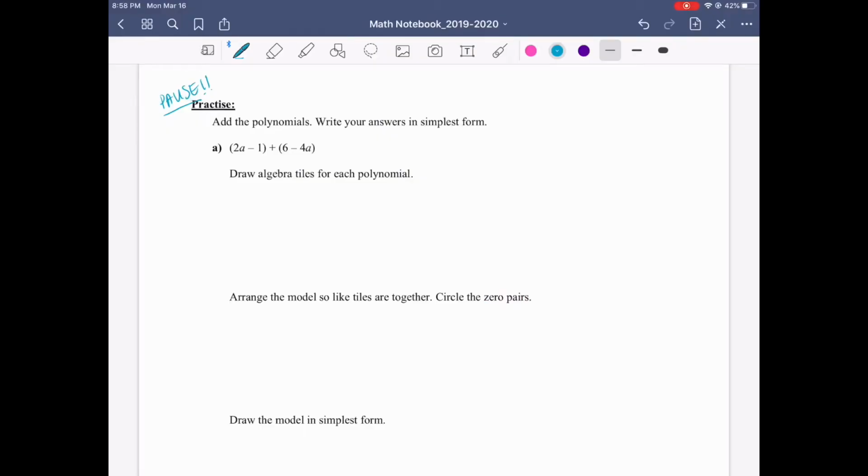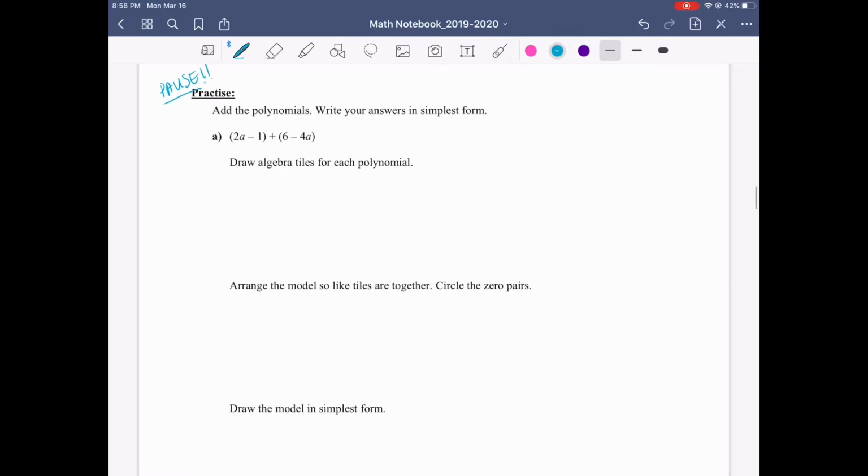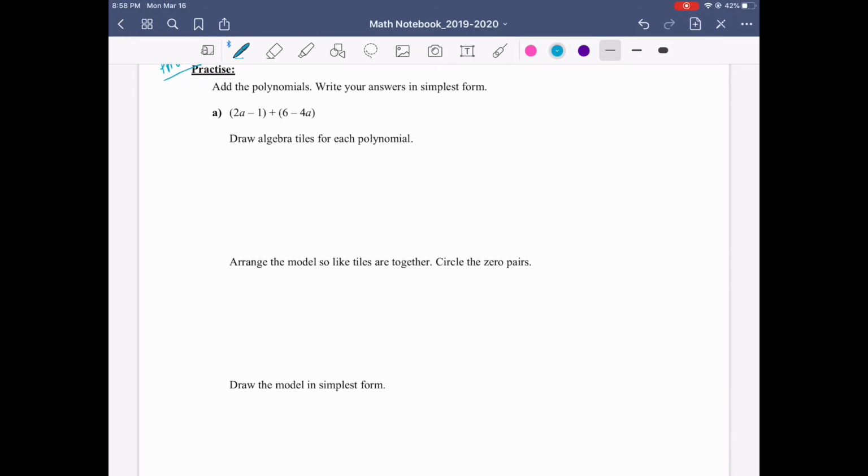Hopefully you have done the practice. If you have this down, you understand it, you can just skip ahead and make sure your answer is correct. If you didn't get it, just stick around and watch me do the practice. So the question says to add the polynomials and write your answer in simplest form. So we're not dealing with fractions here, but simplest form just means make sure that you combine all the like terms. That's what simplest form means in chapter 5.